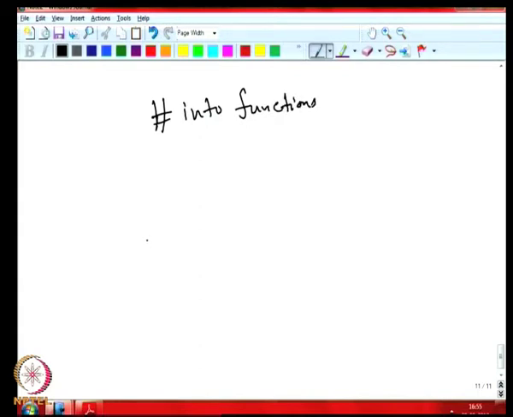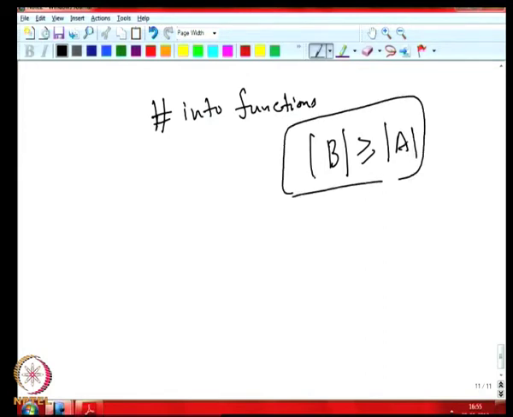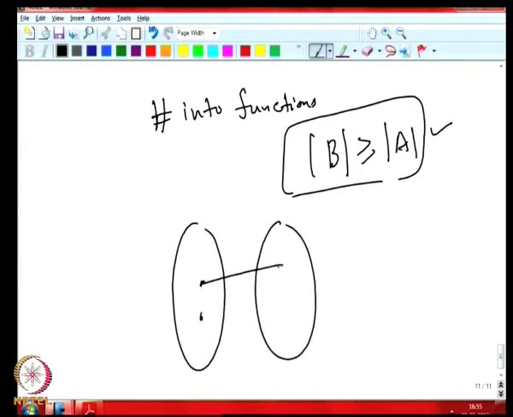Note that when it is the number of into functions, the condition is that the cardinality of B has to be greater than or equal to that of A, the other way around. In the case of onto functions, we wanted the cardinality of A to be less than or equal to the cardinality of B. But here, into functions means any two things should be mapped to two different things in B. So it is very clear that on this B side there should be at least as many things as there are on the A side, otherwise we cannot assign separate values for different values here, right.